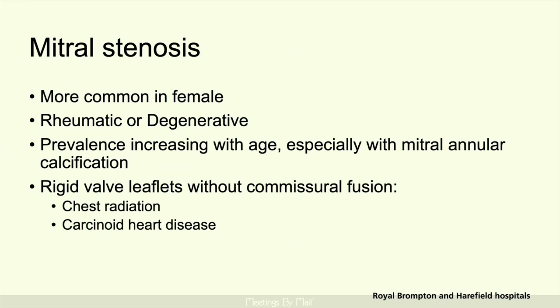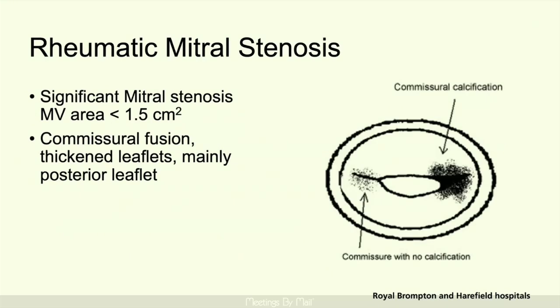Other reasons why the mitral valve can become stenosed are degenerative changes with age, and the pattern of calcification and changes to the mitral valve are quite different compared to rheumatic. Chest radiation is another reason why mitral valve stenosis can also develop, as well as carcinoid disease of the heart when there is some form of communication with the systemic circulation.